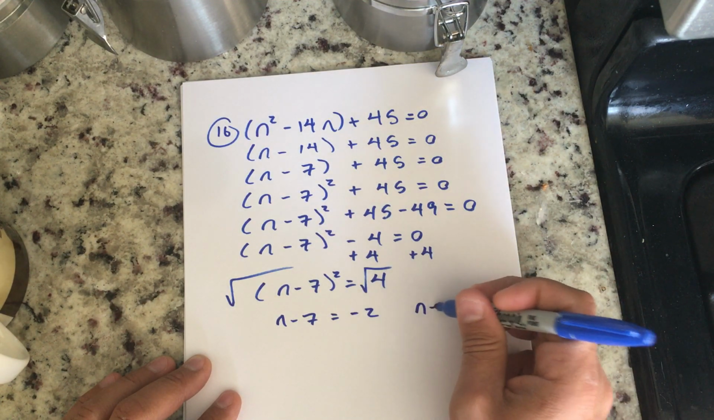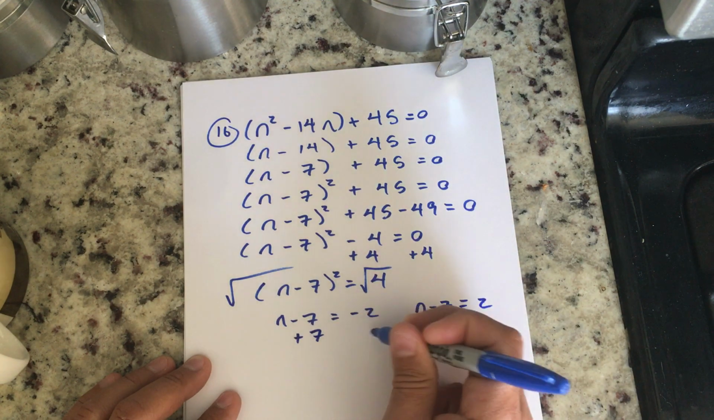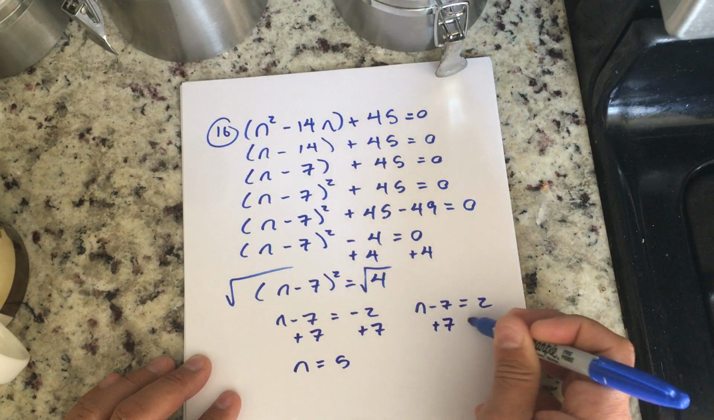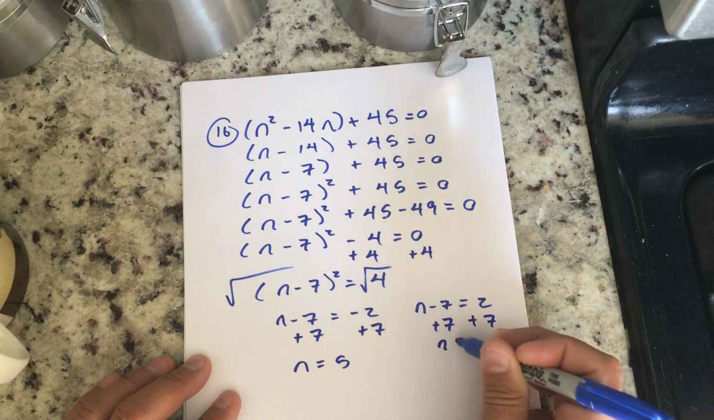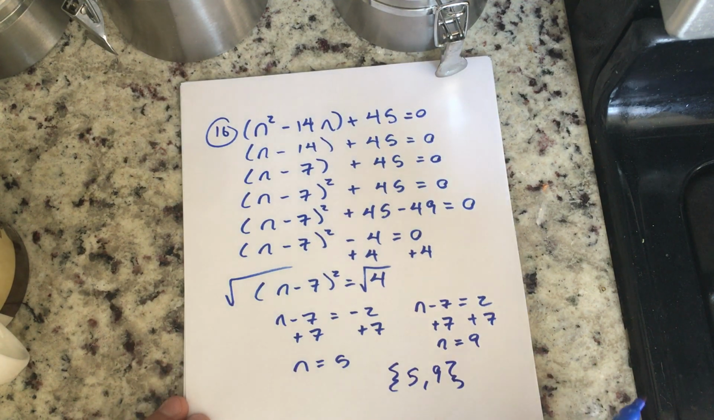I don't know why I did the negative first. It doesn't matter. And then we're going to add 7. And then I'm going to put it in roster notation. I like to put the smaller number first, but it's not absolutely imperative.